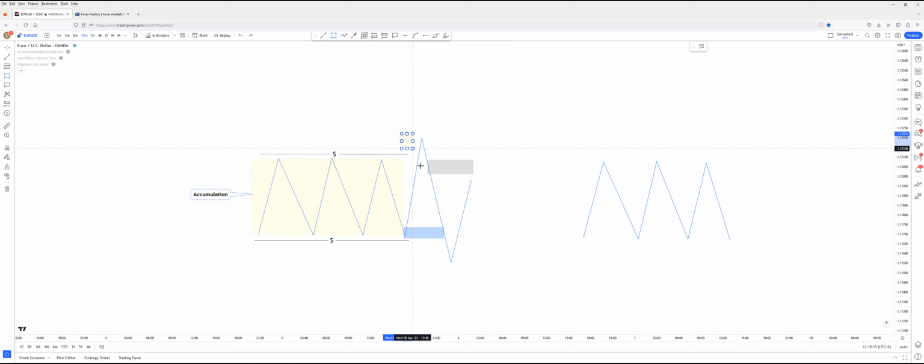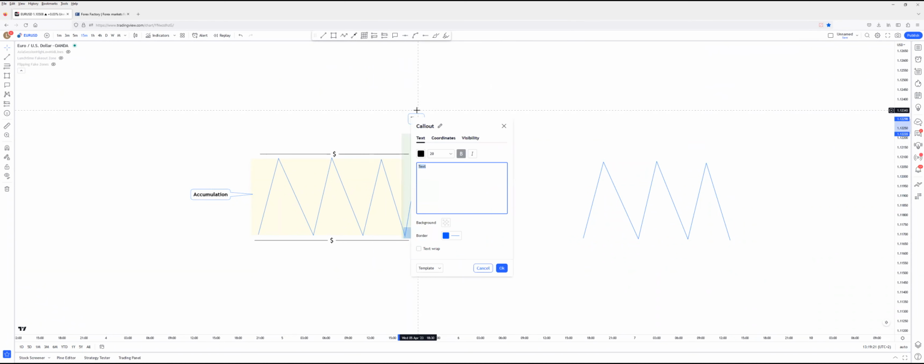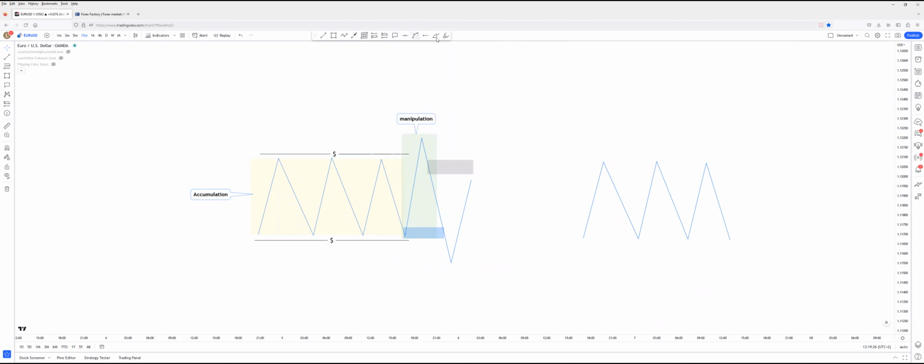And the manipulation phase is right here. I'll give it a green color, and I will write here that this is the manipulation. All right, so why do we call it manipulation? Because price manipulates the orders. We see that price creates a breakout structure to the upside. This high is getting swept out. Breakout structure happens here, and all of the liquidity on the upside is getting swept out.